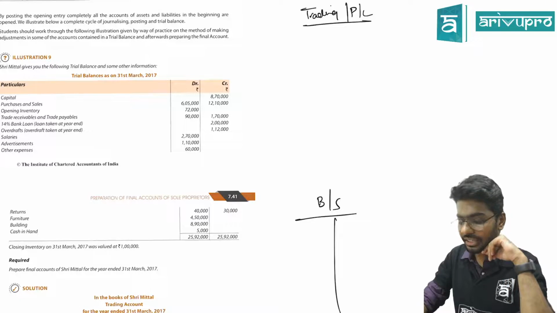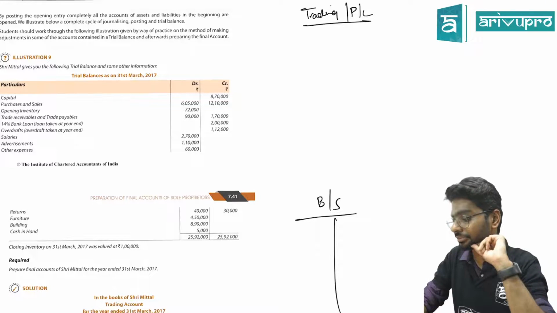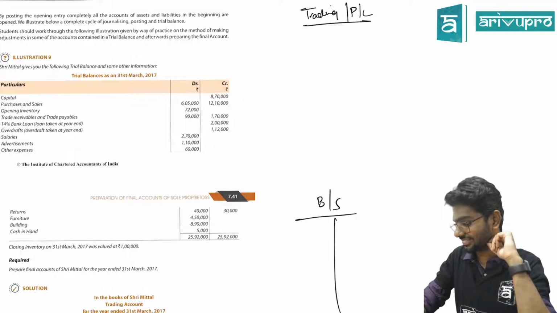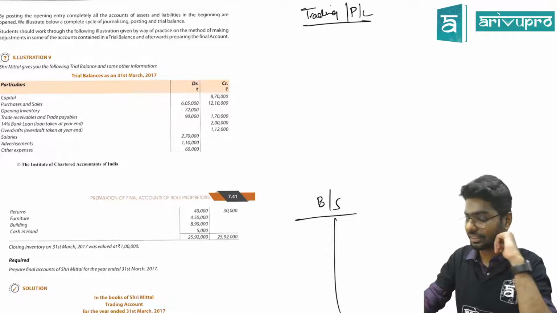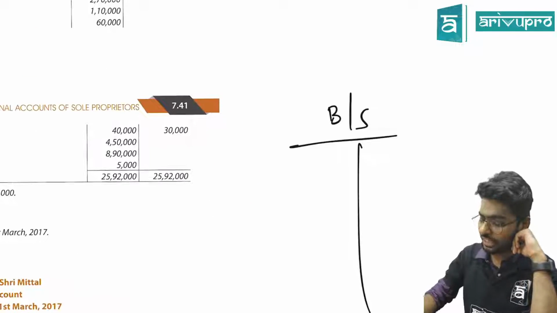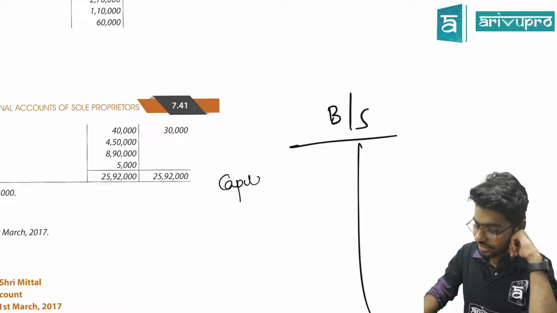In the balance sheet, capital 8,70,000. Madam, capital is a liability. In the balance sheet you won't write "to" and "by", madam. We'll only write the headings. In the balance sheet, you will only write it as capital.